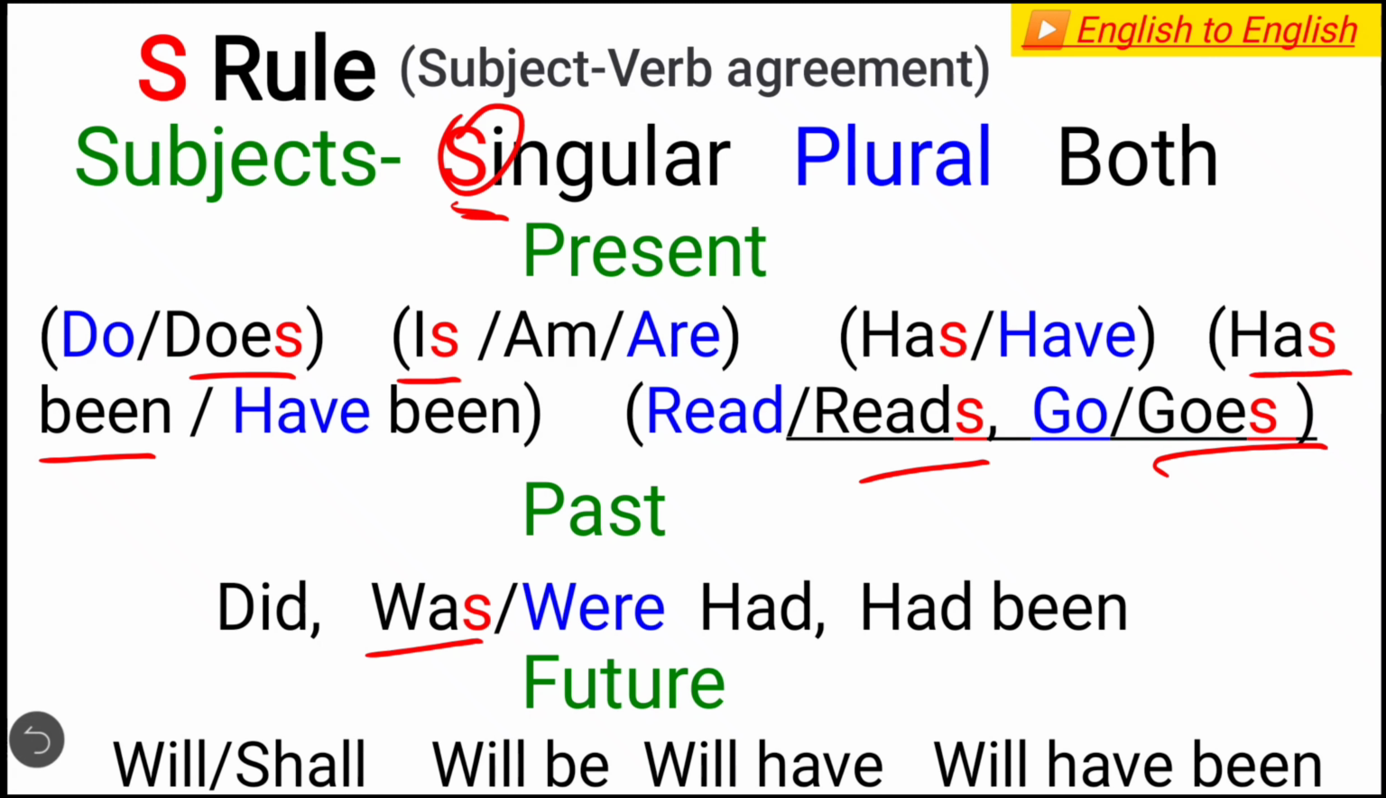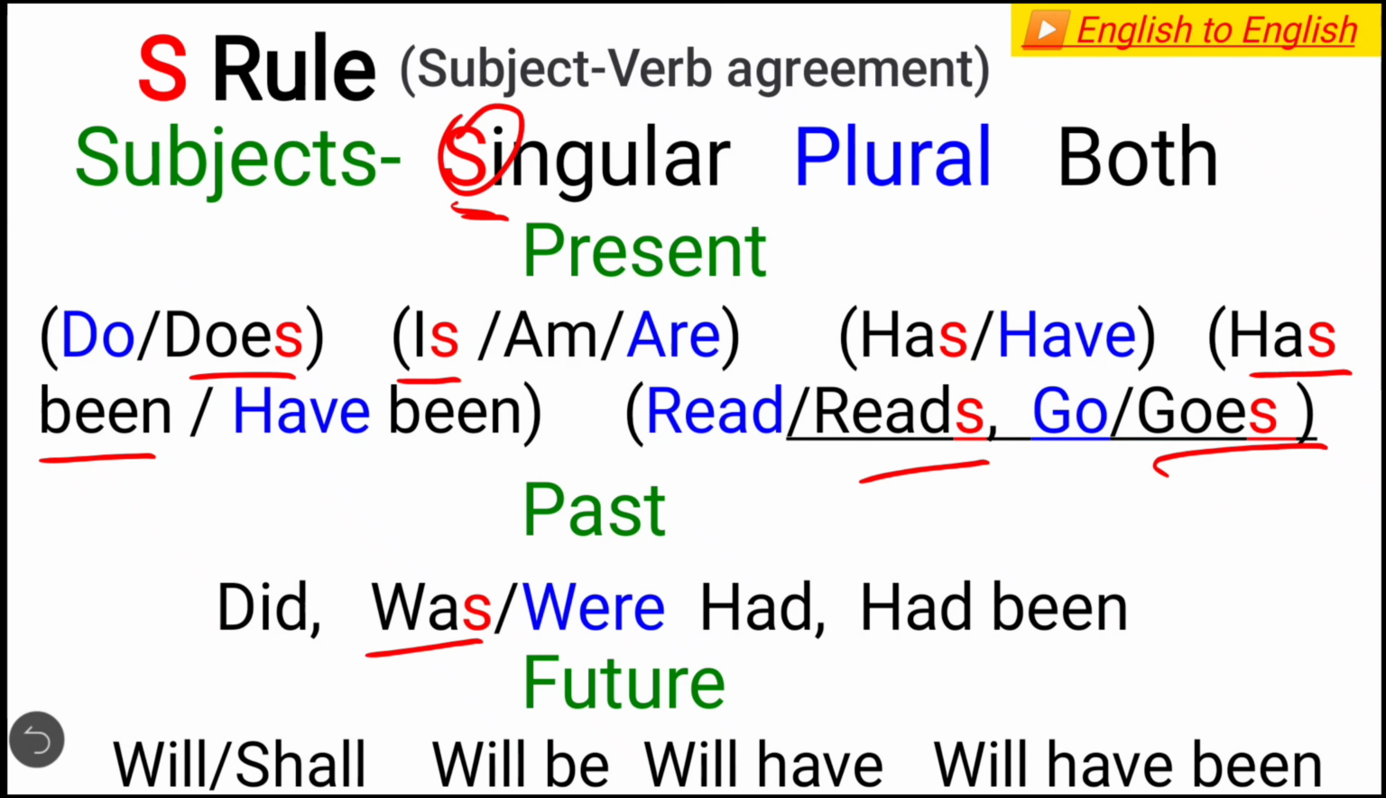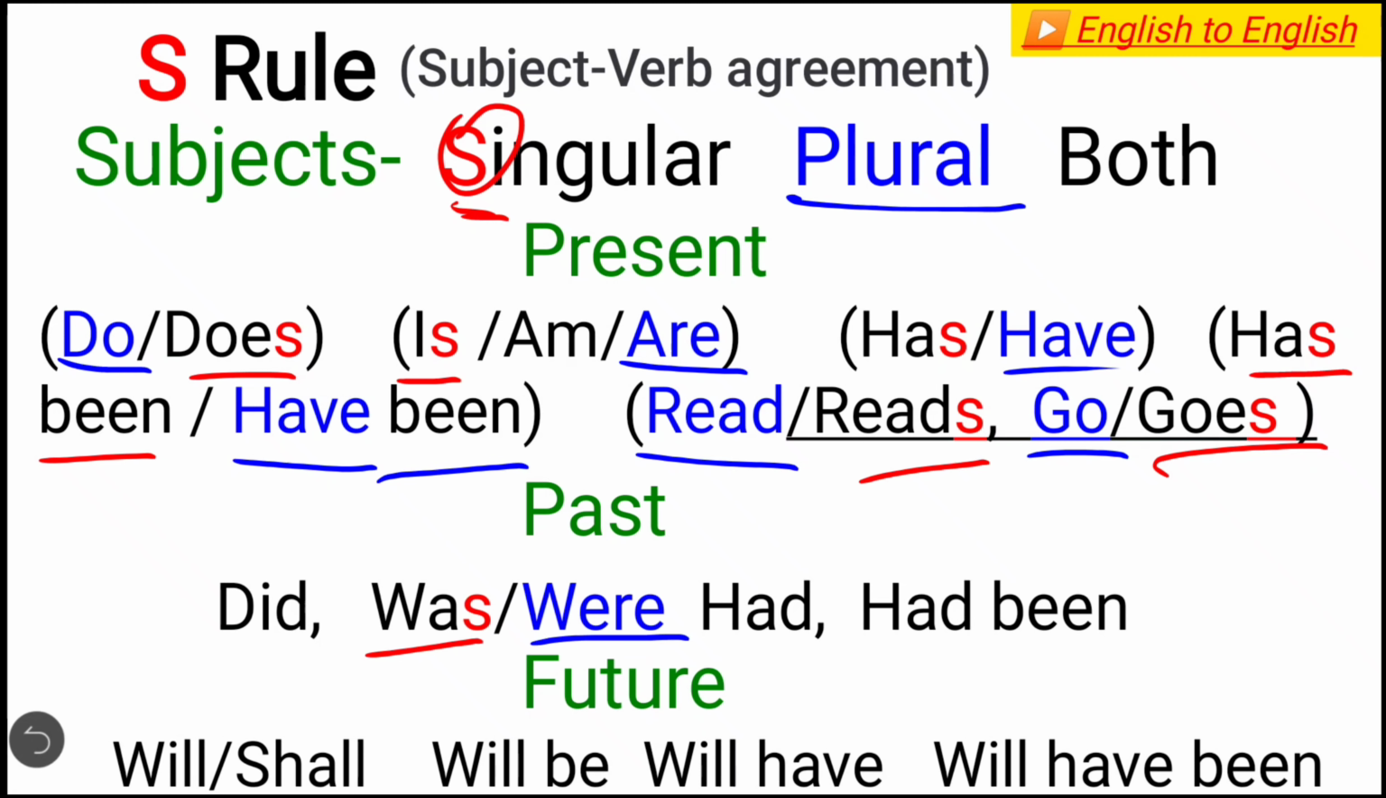Okay, you can see the second category, that is blue color, that is plural. You will find these are the verbs like have, go, read, are, have, do, have been and were. These are the helping verbs that will be used with only plural subject. What is plural subject? These are more than one. Okay, let's have a look for both.